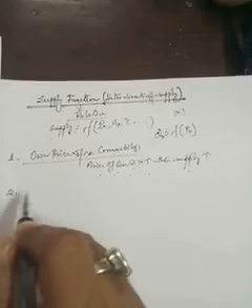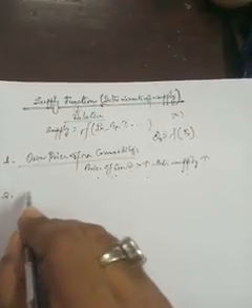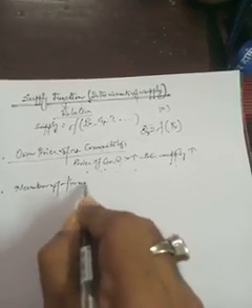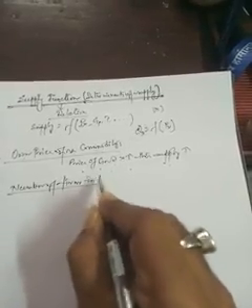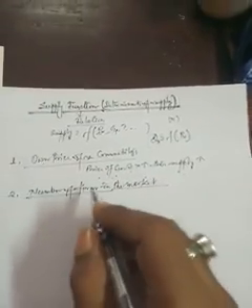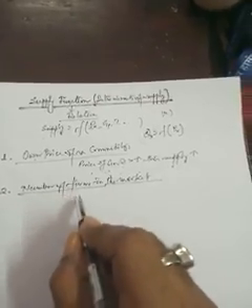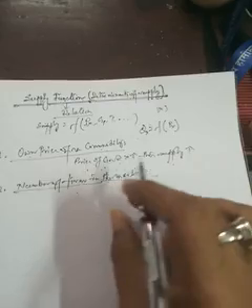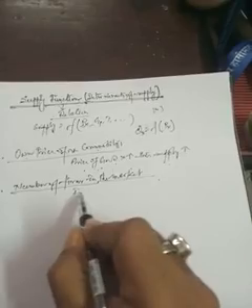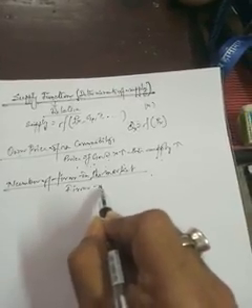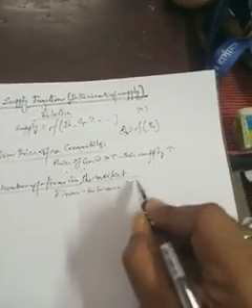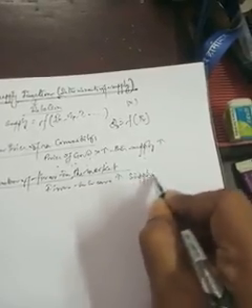Second point is number of firms in the market. If the number of firms increases, then definitely supply will increase. If the number of firms in a market increases, then supply will increase.